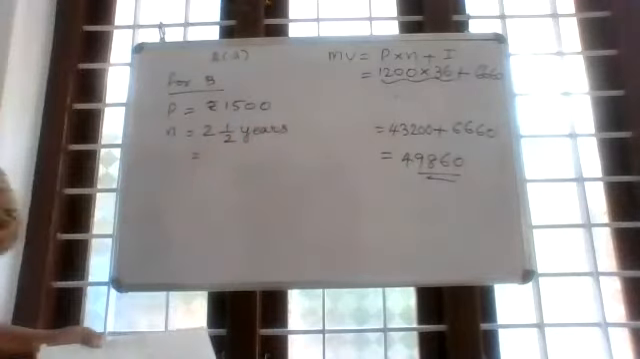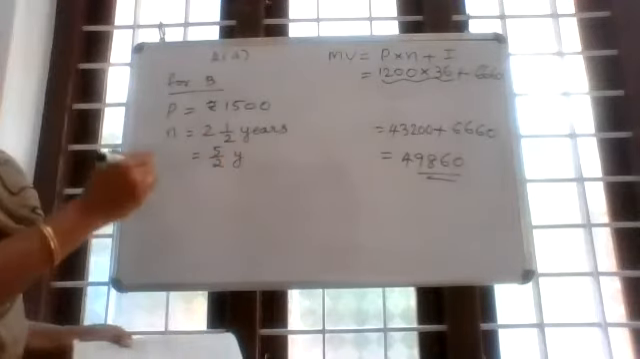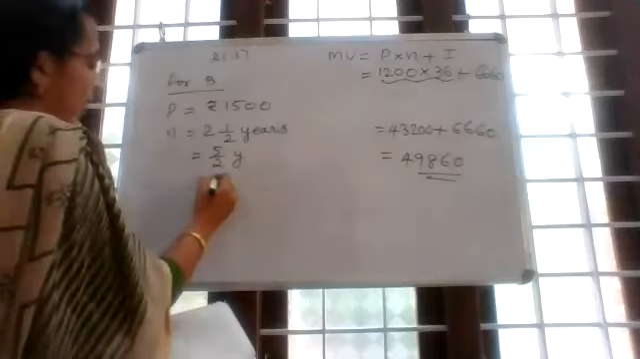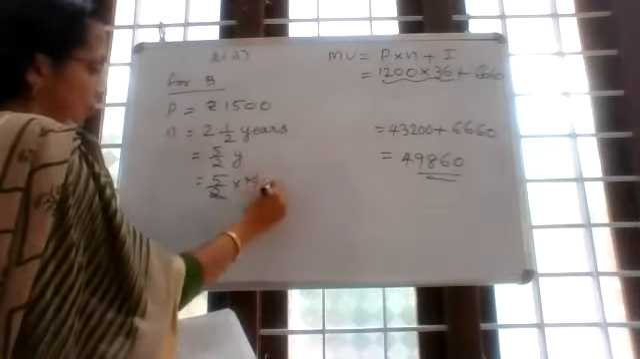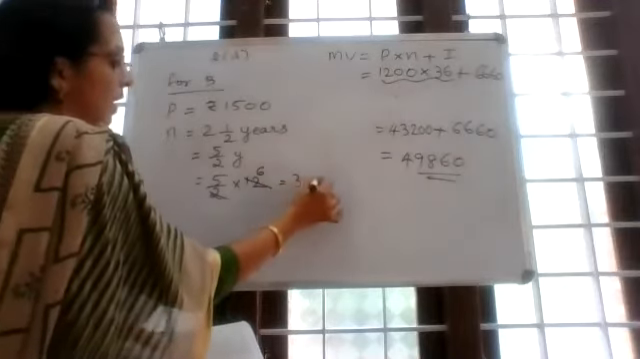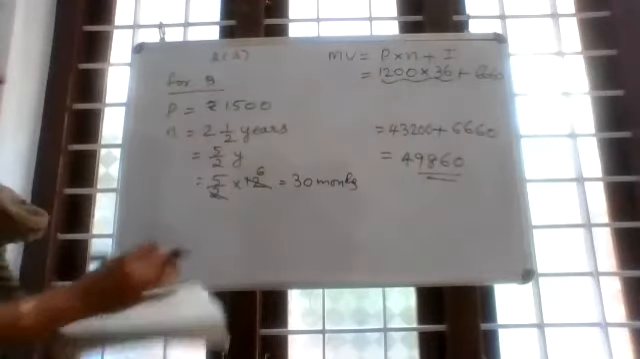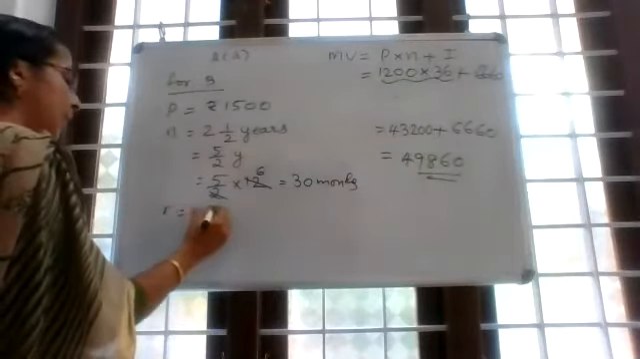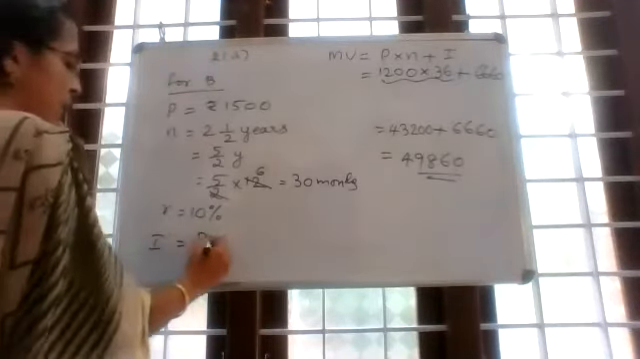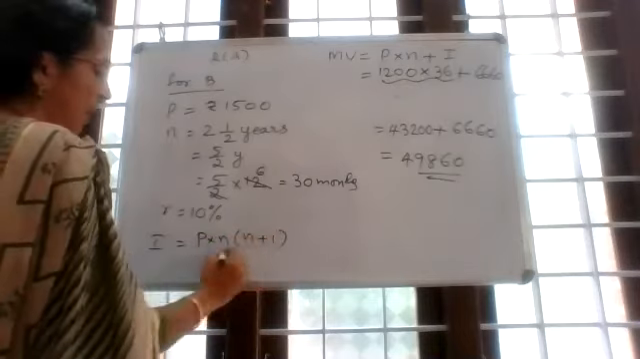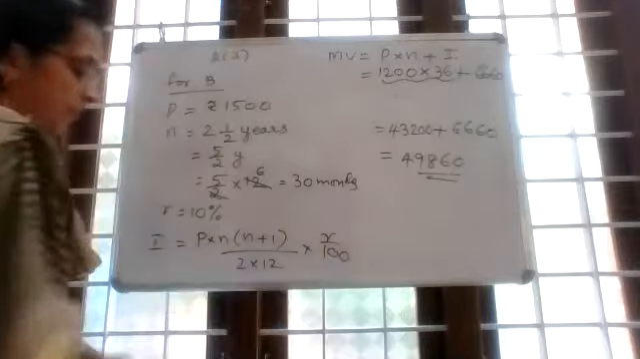How can we write 2 1/2 years? 2 into 2 is 4, plus 1, 5/2 years. So 5/2 years means 5/2 into 12, which is 30 months. R is the same rate of interest, 10%. So directly, I is equal to P into N plus 1 divided by 2 into 12 into R by 100.